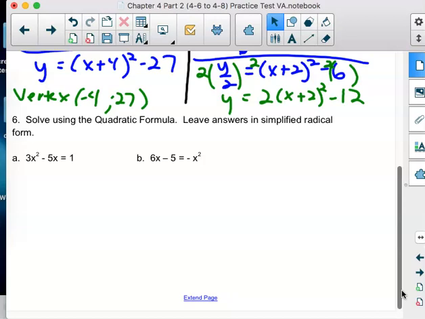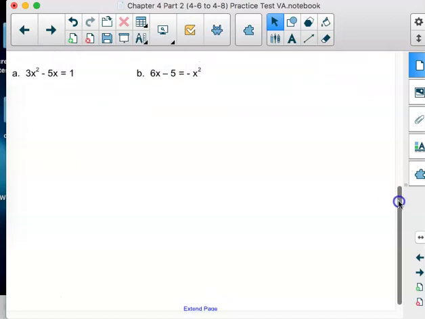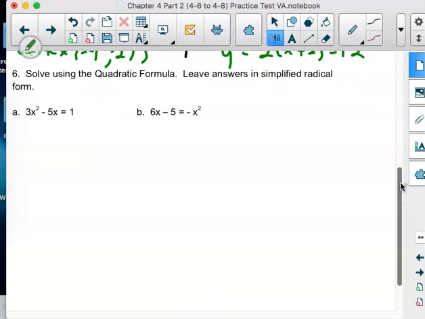And this one changes gears, but it's nice because it actually changes gears in the directions too. It tells us, solve using the quadratic formula. Leave answers in simplified radical form, so no nasty decimals. Just leave them simplified. Alrighty. I know it's been a long time, but take a look at A. Does that look ready to go for the quadratic formula? Right, it has to have a 0. So let's subtract the 1. Looks like that. Does that look more ready? Yeah, because when you solve, you're finding the zeros, so you need a 0.